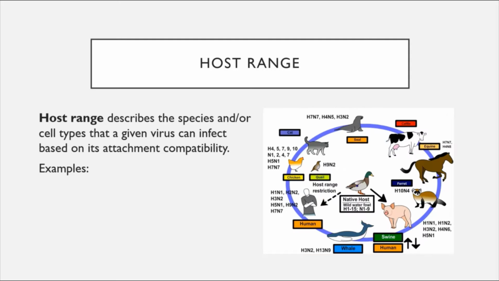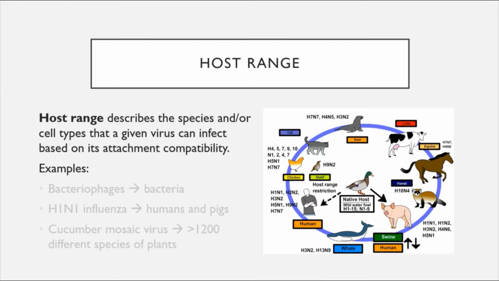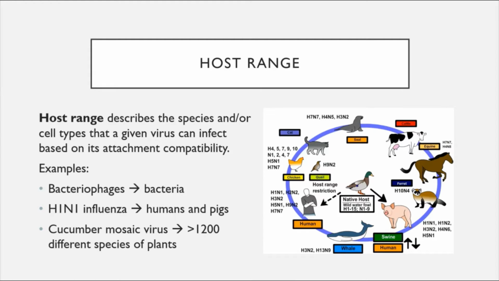So this compatibility between the spike proteins and the receptors on the host cell defines the host range, which is the range of species and/or cell types that a given virus can infect based upon its attachment compatibility. For example, to give you some ideas of the restricted host ranges of different types of viruses, bacteriophages are a class of viruses that only infect bacteria. They are harmless to human and other animal cells. They only infect bacteria. The H1N1 influenza virus infects humans and pigs.